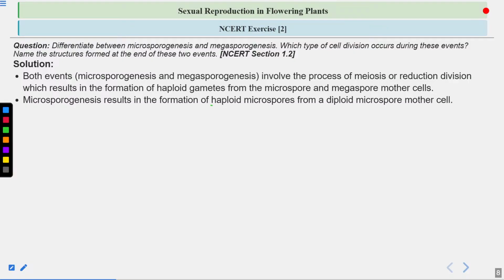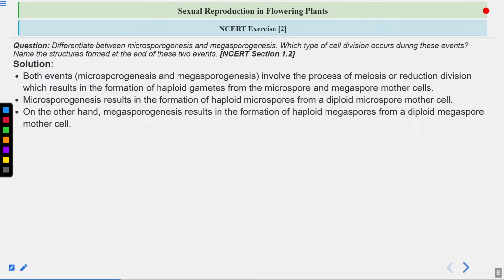Microsporogenesis results in the formation of haploid microspores from the diploid microspore mother cell. This microspore mother cell we call MMC, microspore mother cell, right? That undergoes reduction division or meiosis, and it forms the haploid microspores. On the other hand, in megasporogenesis, the result is the formation of haploid megaspores from the diploid megaspore mother cells.